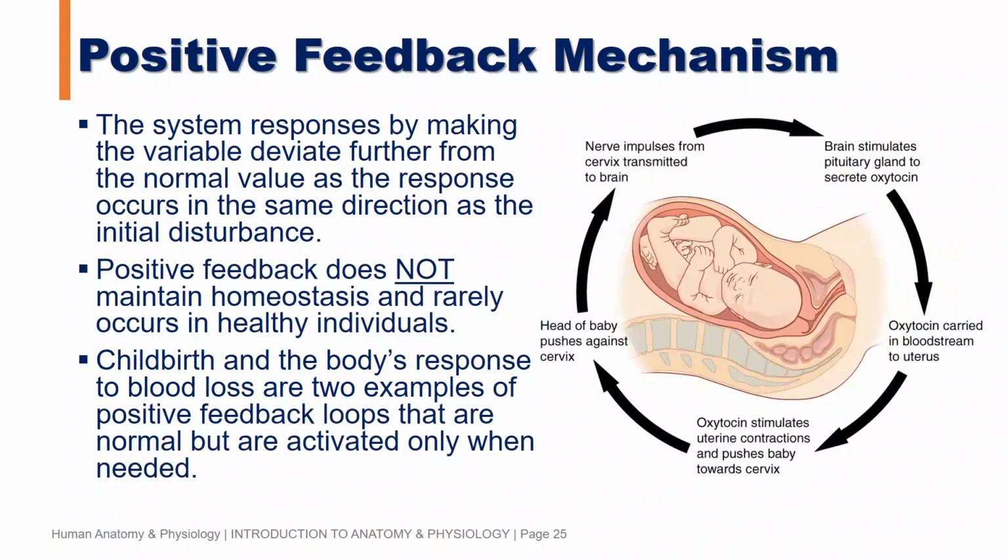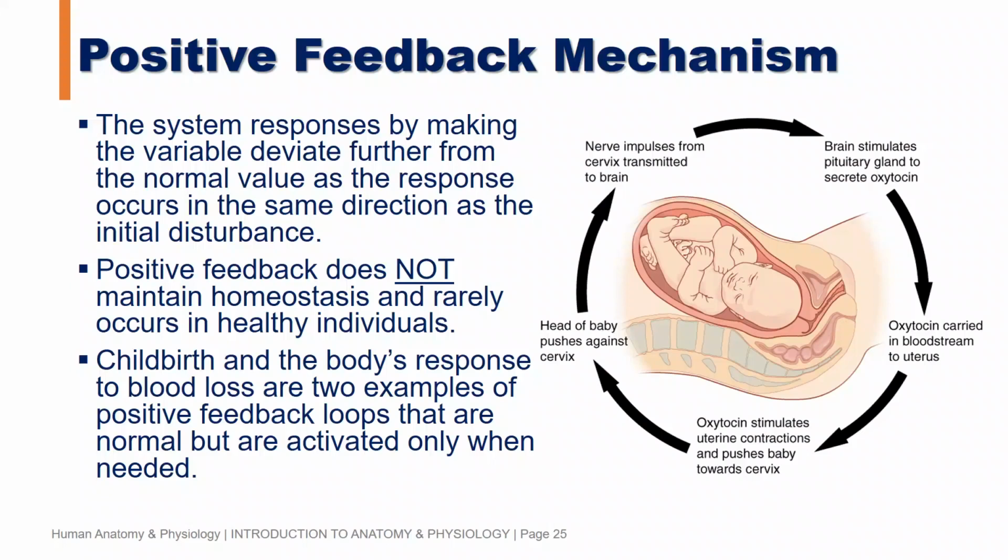Then we have our positive feedback mechanism. The system responds by making the variable deviate further from the normal value as the response occurs in the same direction as the initial disturbance. Positive feedback does not maintain homeostasis and rarely occurs in healthy individuals. An example would be childbirth and the body's response to blood loss. You have positive feedback loops that are normal but are activated only when needed.